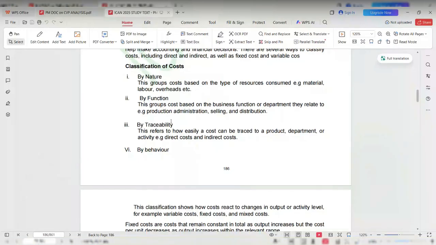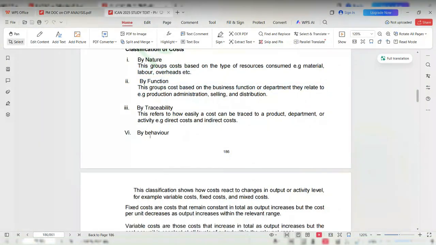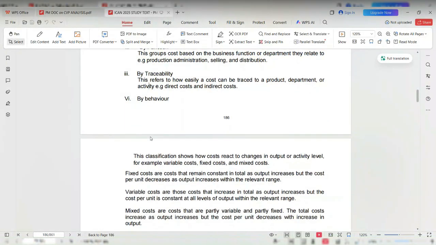We can also classify costs according to behavior. Are we still together? Yes, we are together. All right. We can also classify costs according to behavior. These classifications show how costs react to changes in output or activity level. This is where you'll be seeing the high and low method. They will be asking you to use the high and low method to separate costs. We'll be doing separation of costs. You can use the high and low method, you can use regression analysis method, etc.